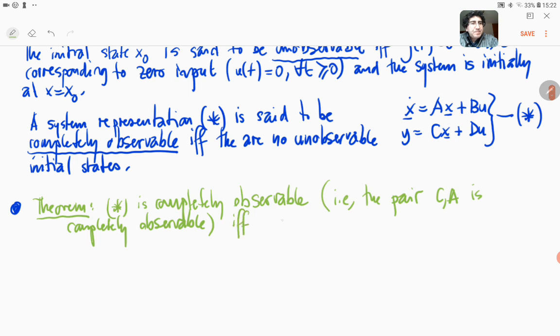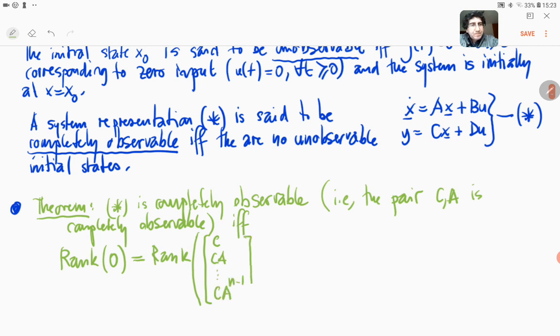if and only if the rank of a matrix that is called the observability matrix, which is the rank of this matrix generated by augmenting C, times A, up to C times A to the power n minus 1, is equal to n, or basically the determinant of O is different from 0.